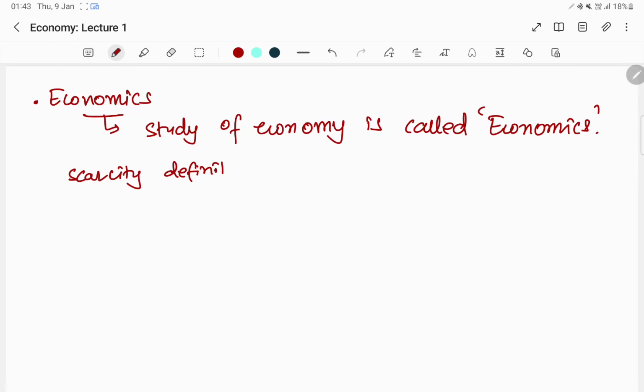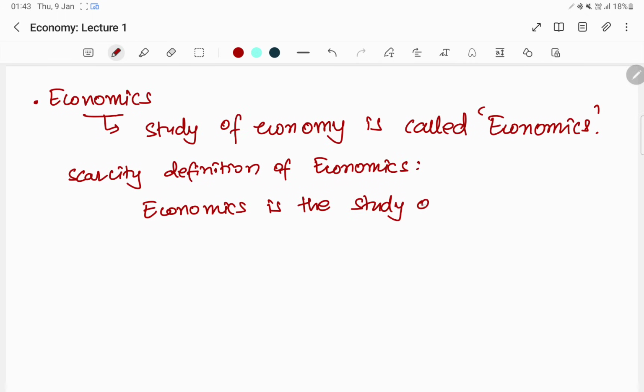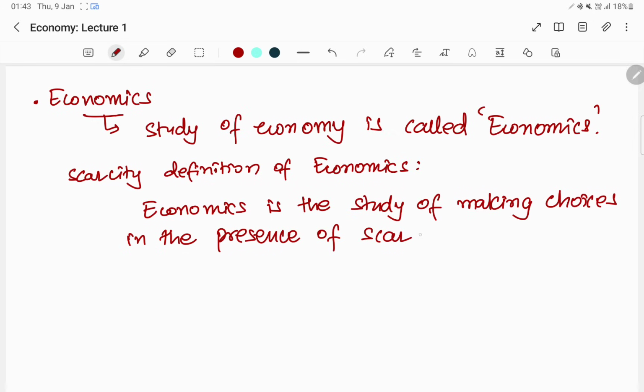What do we mean by the scarcity definition of economics? So economics is the study of making choices in the presence of scarcity. So if you are making choices in the presence of scarcity, that is known as economics.